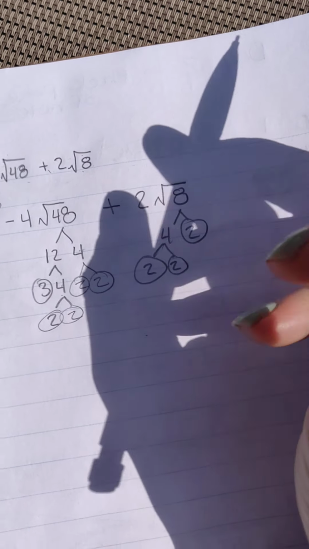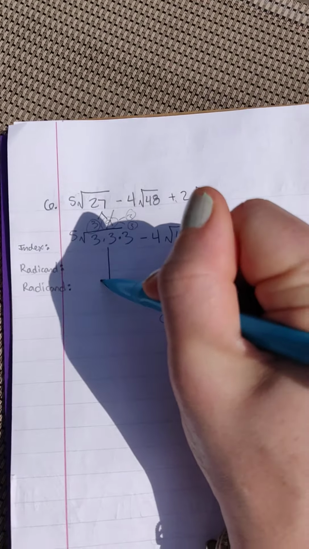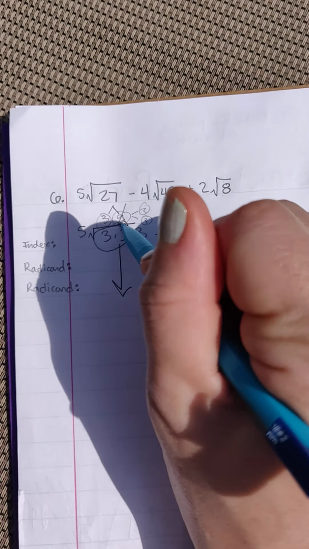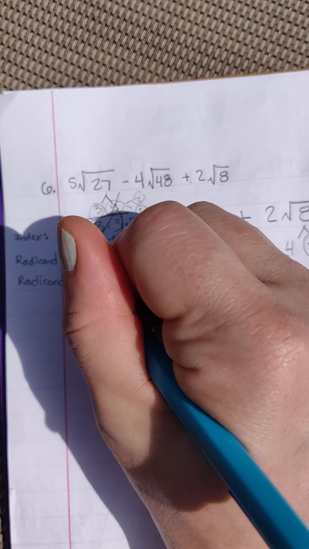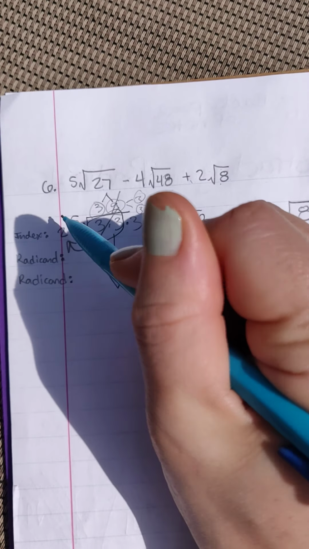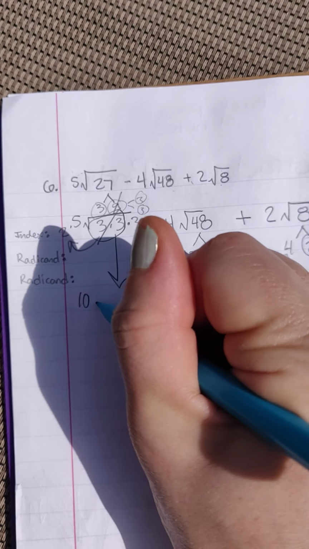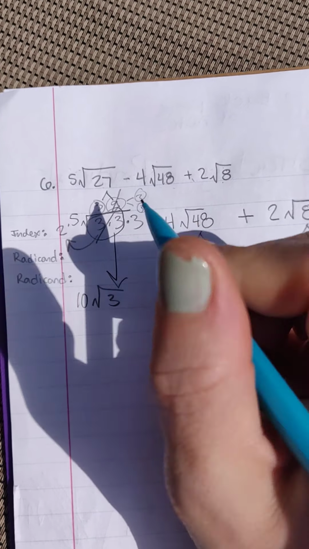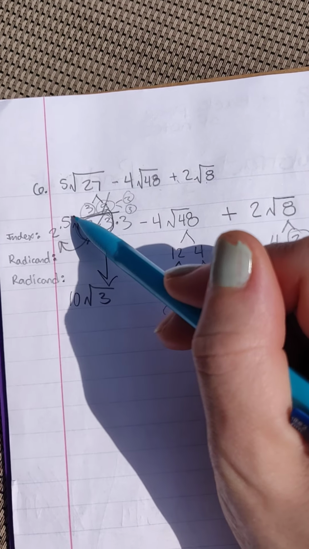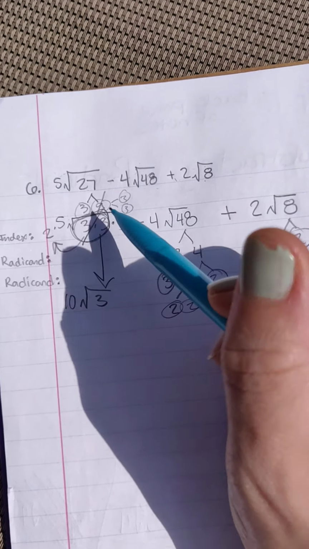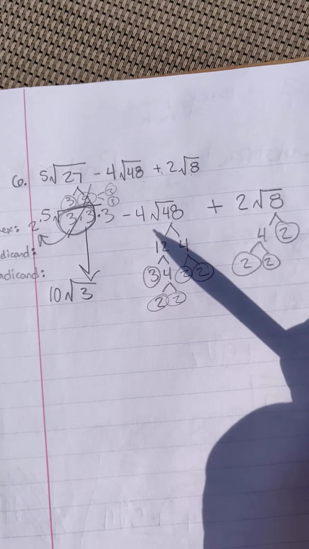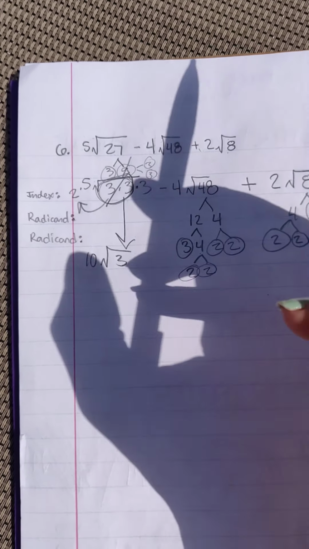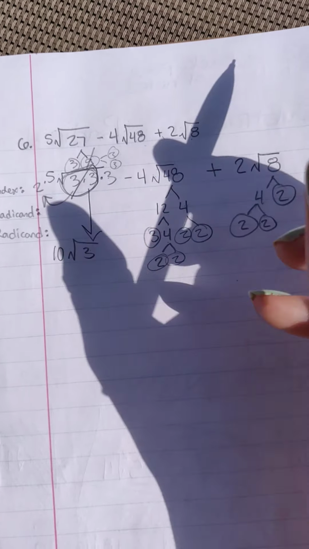All right, this is super fun. So this one over here, we've got two numbers that are the same. They hop outside. 2 times 5 is 10 root 3. And remember, we only circled two of them because it's the second power. When it doesn't say any number here, it's always the second power. And then our 3 stayed the same.